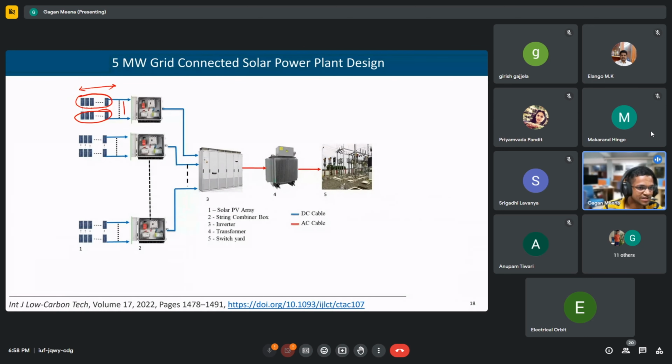Several such strings are connected in parallel, and this is called a string combiner box. All these parallel strings are combined together here. There are several combiner boxes here, and then they are connected to the inverter. Then the inverter output is connected to a transformer. This is an example of a 5 megawatt grid connected solar plant, which is being connected at 11 kV level.